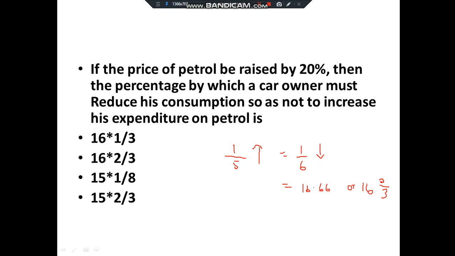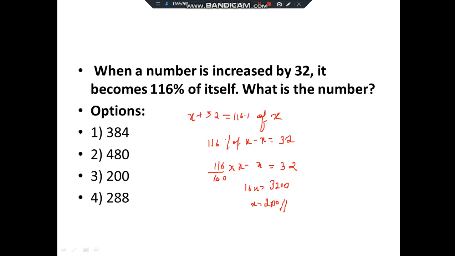Okay. Next question. When a number is increased by 32, it becomes 116% of itself. What is the number? So we don't know the number. Let us consider it as x. x plus 32 is equal to 116% of itself, so 116% of x. Now taking x all to one side and the remaining number to the other side, finally, if we solve, we get the answer as 200.